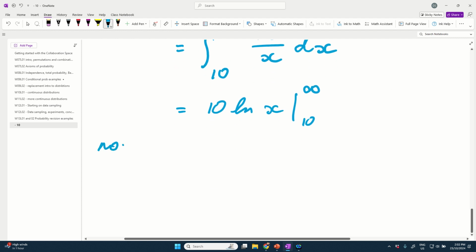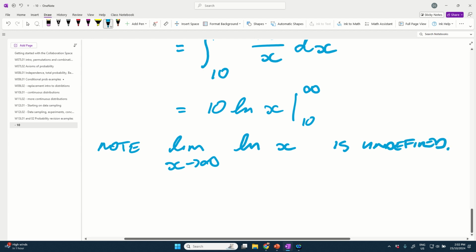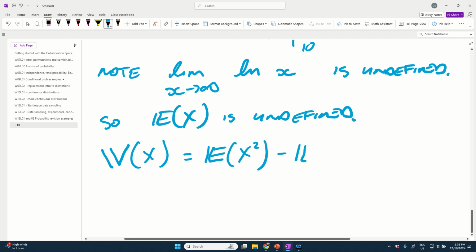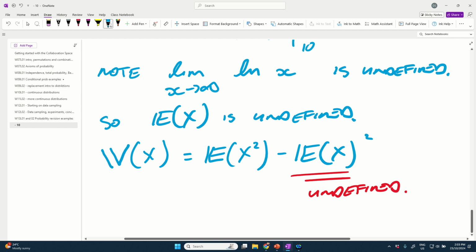Now, as we take the limit of the logarithm, that's undefined. So this integral doesn't converge. This integral is undefined. That means, and that's something that can happen with expectations, you don't actually have to have an expectation defined, which means that the variance of x given by, say, this formula, the expectation of x squared minus expectation of x all squared, this is undefined. Which means the variance itself is also undefined.